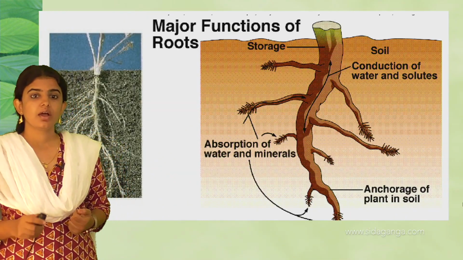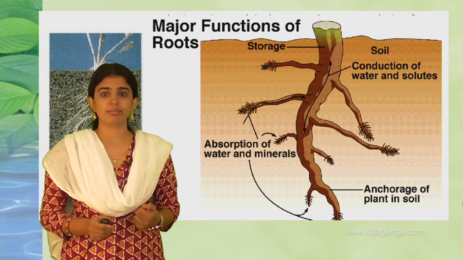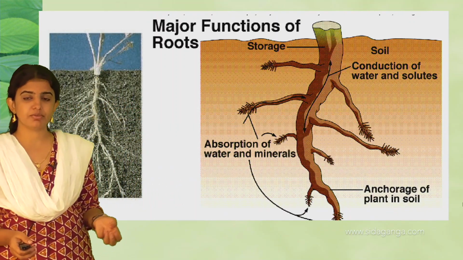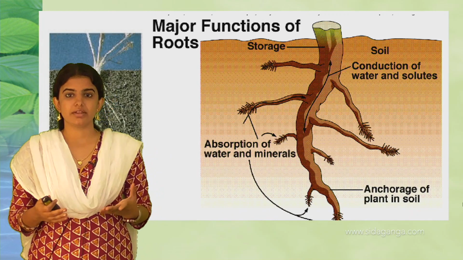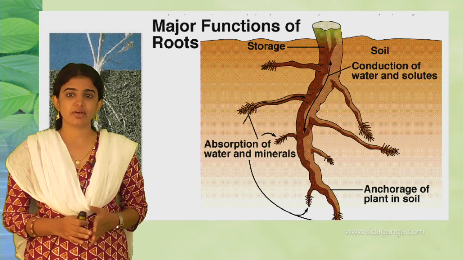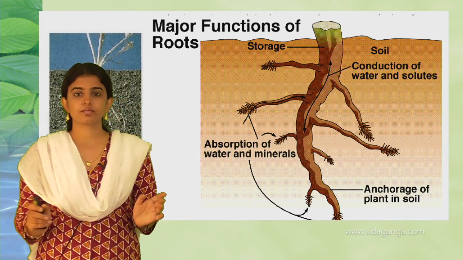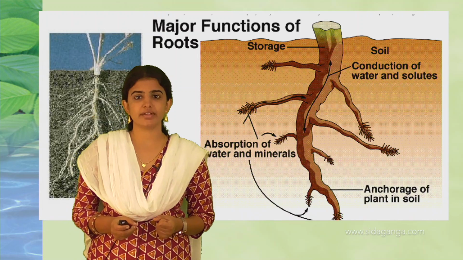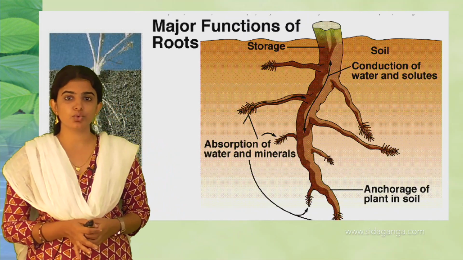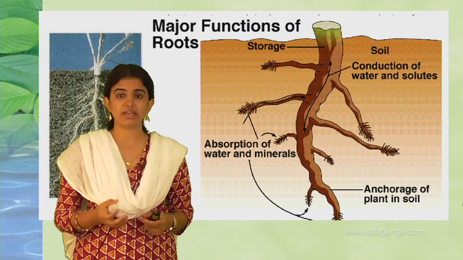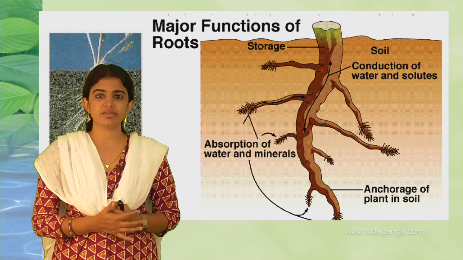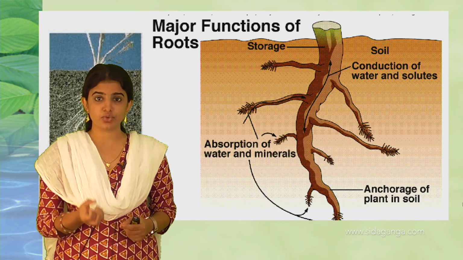Next one is the functions of the roots. The main function of the roots is absorption of water and minerals from the soil, and circulating them through the plant body. Next is conduction of water and the solute particles present in the plant. Some roots act as storage organs, like beetroot, carrot, turnip, etc. These are a few examples of roots which store food.